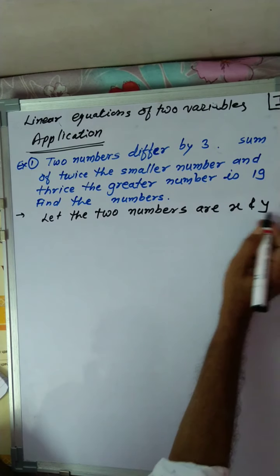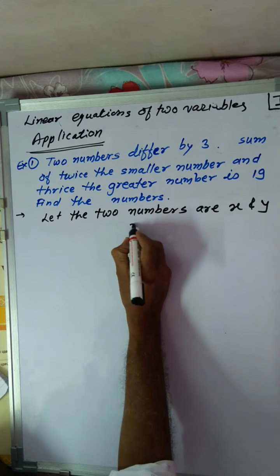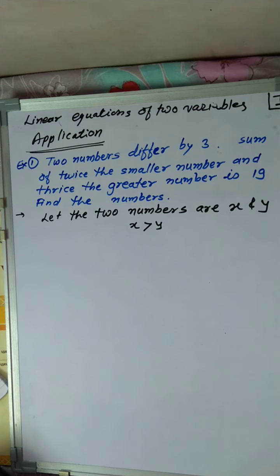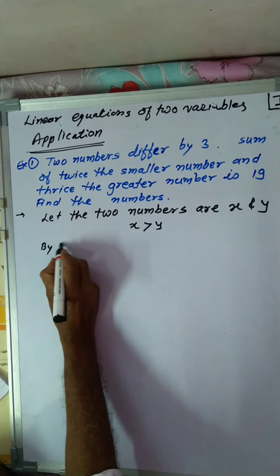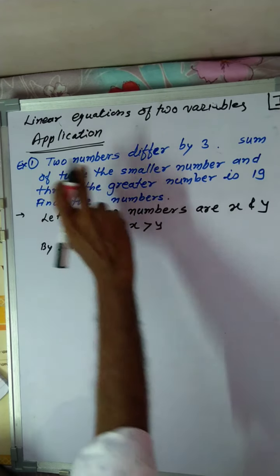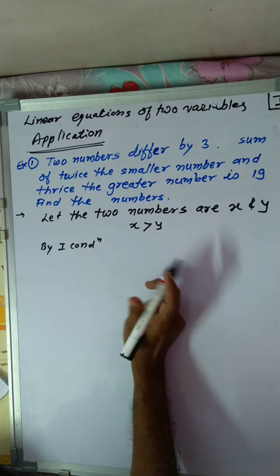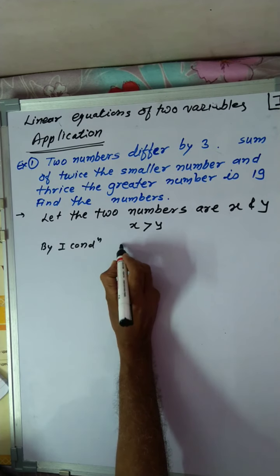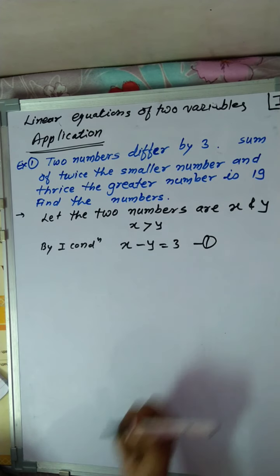Now let x be greater than y, because there is a smaller number and a greater number. That means x is the greater number and y is the smaller number. By the first condition, the two numbers differ by 3. That means the difference between the two numbers is 3, so we subtract the smaller number from the greater number. We get x minus y is equal to 3. This is the first equation.